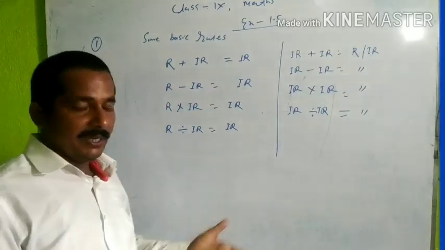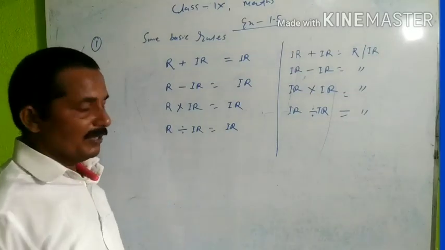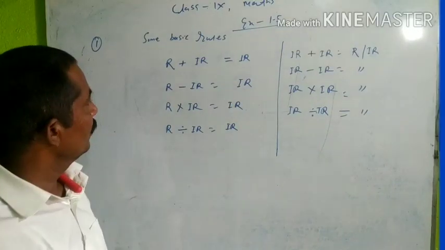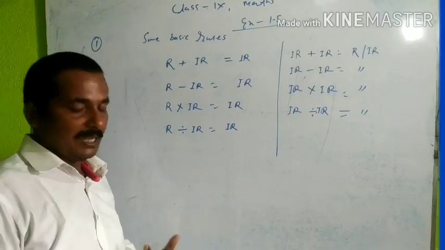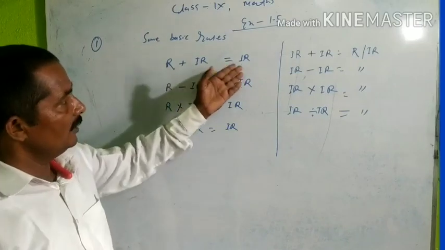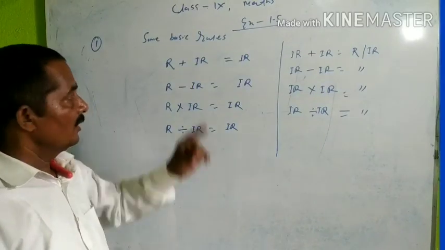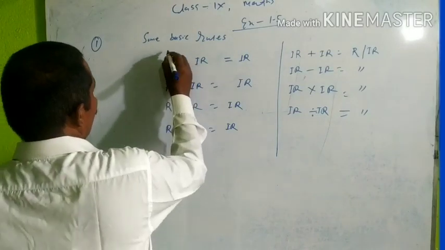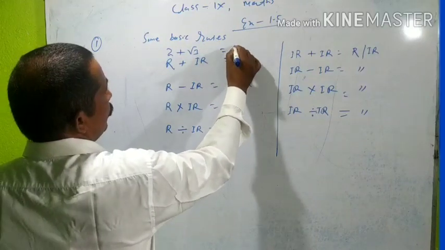About rational and irrational numbers, I have already taught you all. Now see their operations, how they are operated and what their results are. Rational number plus irrational number: if one rational and one irrational are added, the sum is always irrational. Rational plus irrational is irrational. Like 2 plus root 3 is equal to 2 plus root 3.